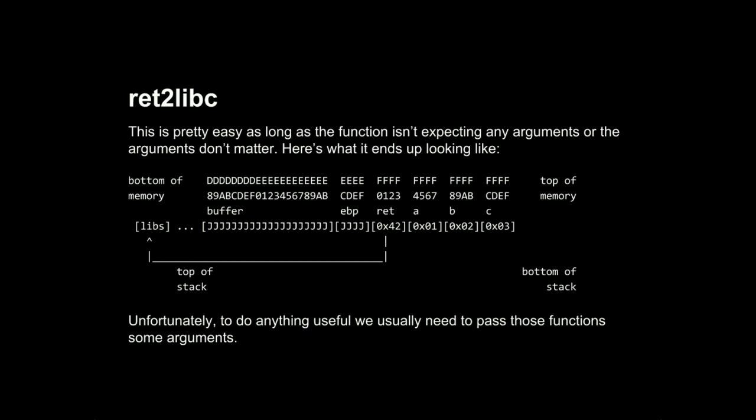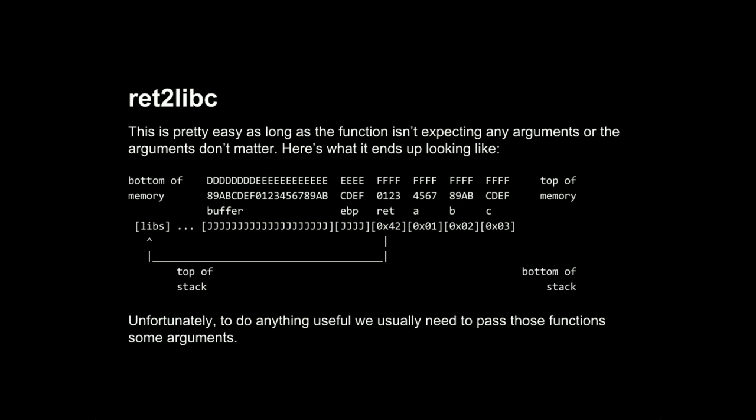Return-to-libc is really easy if the function that you're trying to call doesn't expect any arguments, because then you can just write the address and it acts just like a call. It starts executing that function. However, in order to do anything useful, you usually have to supply it with some arguments. What's difficult about supplying it with arguments? Right, good. It expects those arguments at specific offsets.